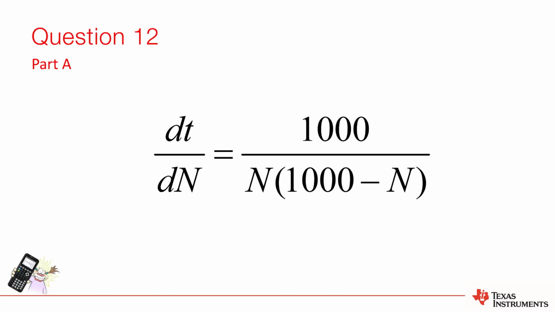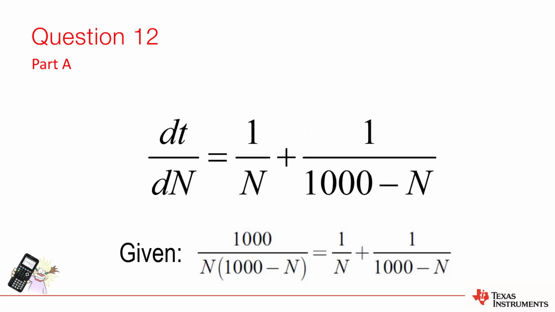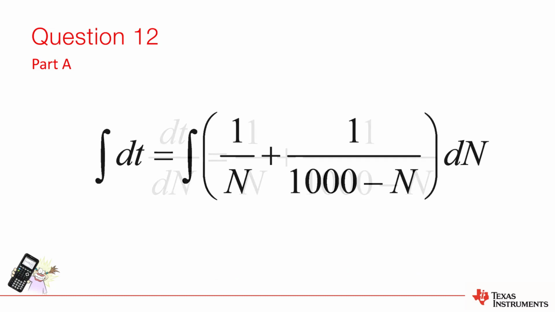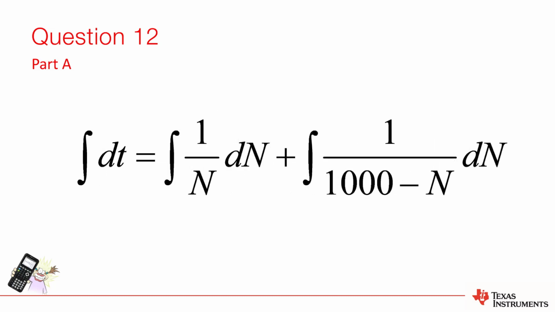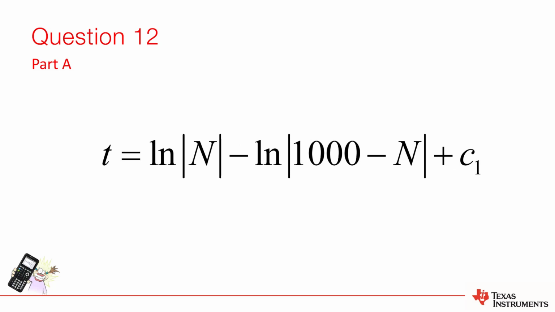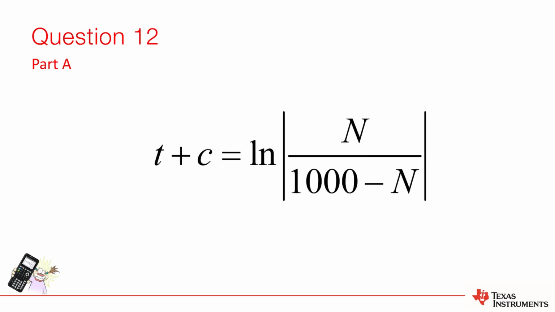The question also provides us with some scaffolding in the form of given 1000 over n times 1000 minus n. We can use this information to separate the fraction and therefore use two separate integrals. The two integrals give us some logarithms, and these can be combined using our log laws. Move the constant across, and we have the final equation as required.